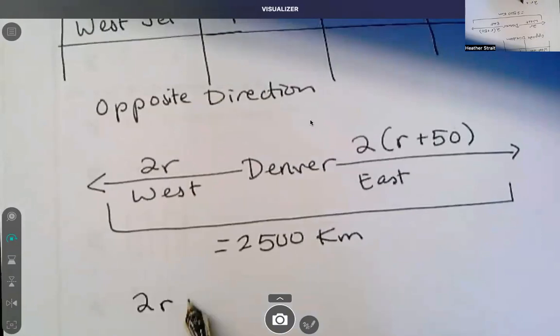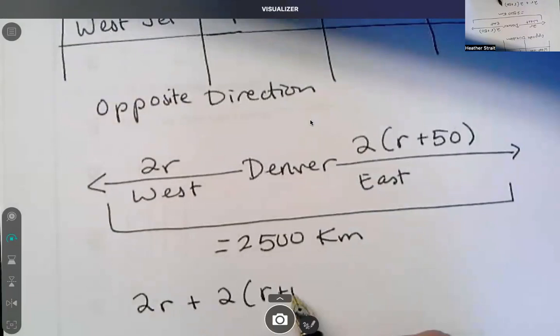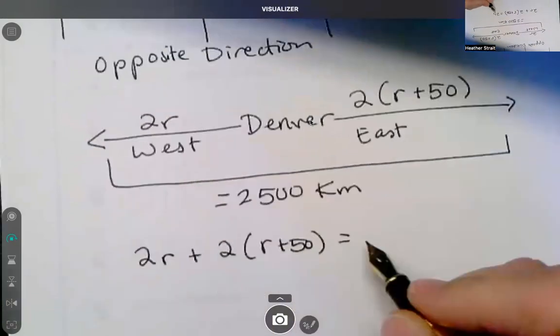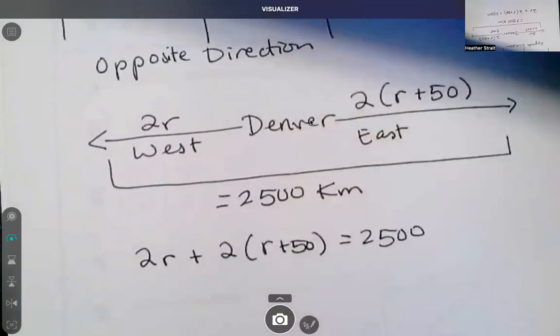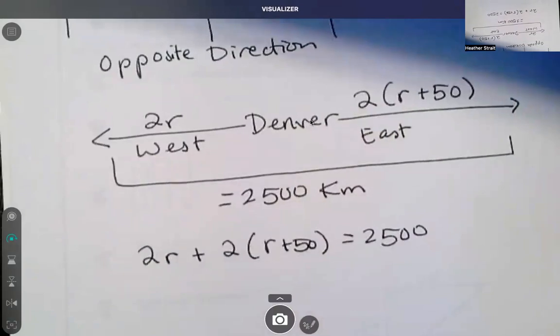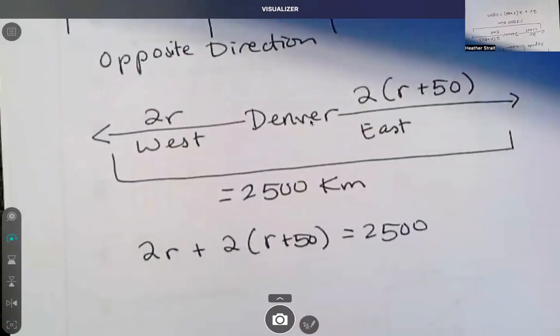Okay, so westbound jet plus eastbound jet's distance equals 2,500. Distribute, solve, and then look back at the question because it's asking find their speeds. Oh. So you need to give me 2 different speeds.